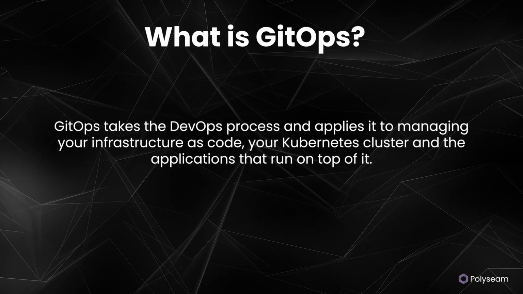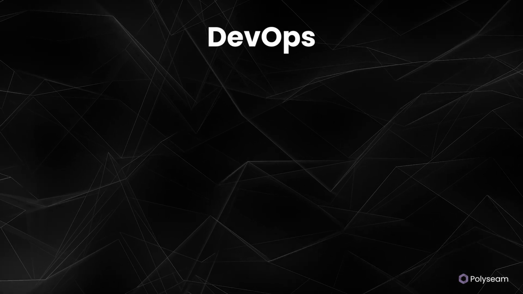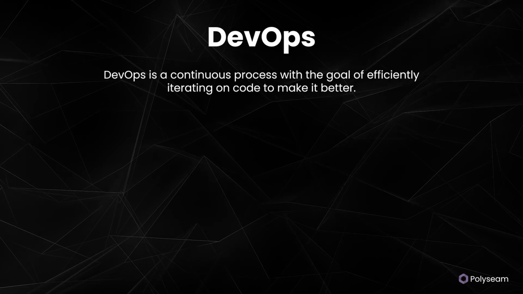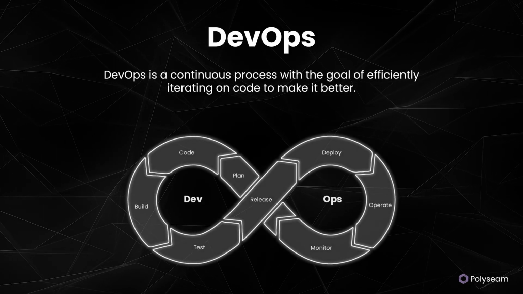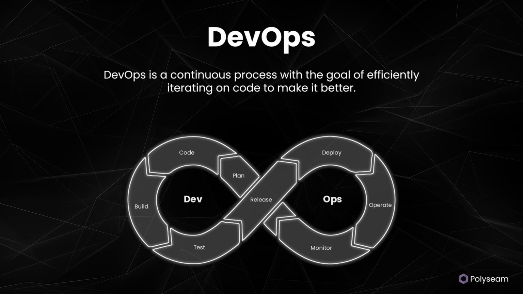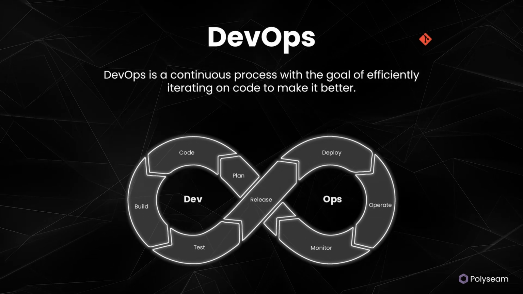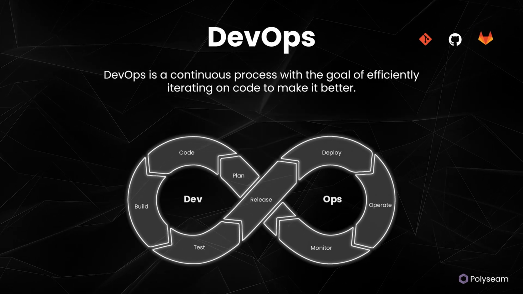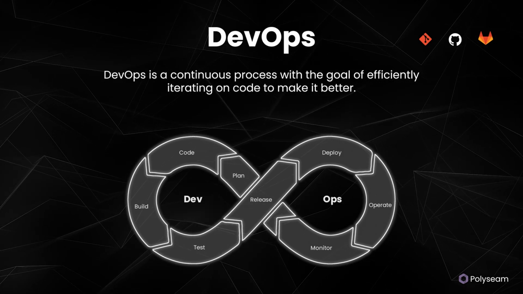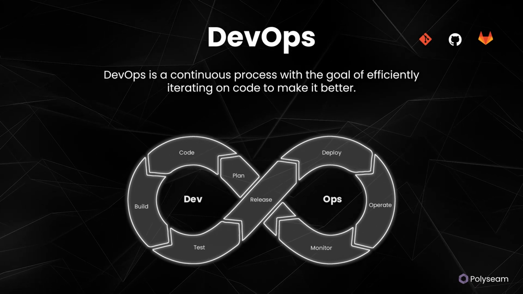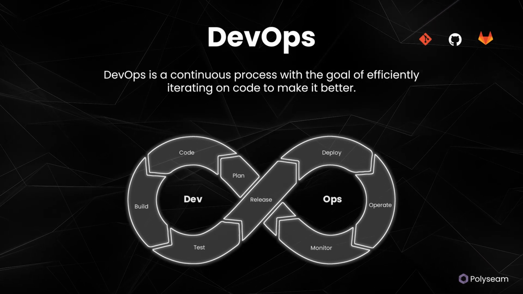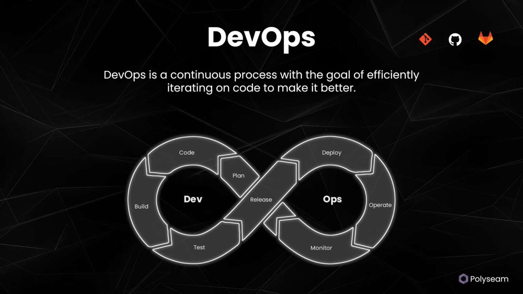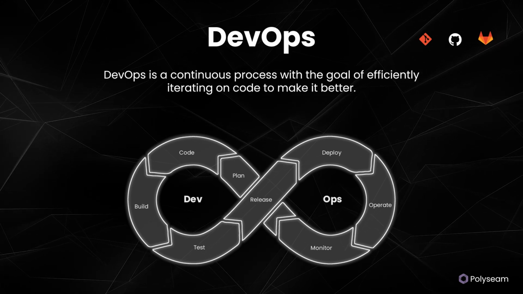down, starting with DevOps. So, DevOps is a continuous process with the goal of efficiently iterating on code to make it better. Most organizations who use the DevOps approach are likely using Git, whether it's self-hosted or on a platform like GitHub or GitLab. By using Git, your team can effectively collaborate on work, review each other's code, run tests to ensure the code is working properly, and then have that code automatically deployed. Developers being able to own this lifecycle of software development is the core of DevOps.